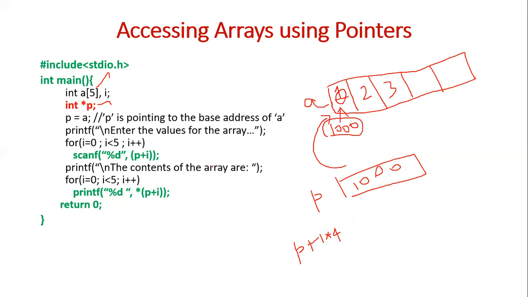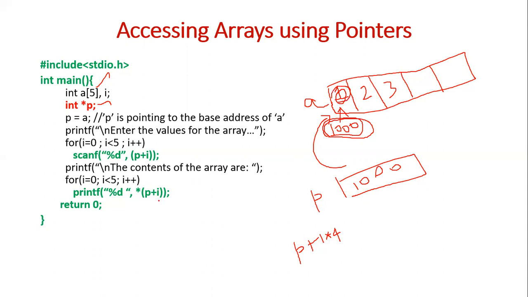Accordingly, you take all the inputs. Then we should display the contents of the array. For displaying the content of the array, we use star. Okay, so we use another for loop. For I is equal to 0, I less than 5, I plus plus, printf percentage d star p plus I. So again, I starts with 0. So p plus I means I is 0. So it is 1000 plus 0 is 1000. So star 1000 is value at 1000. Value at 1000 is whatever this value 1, it will display.